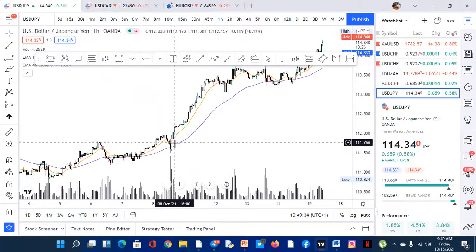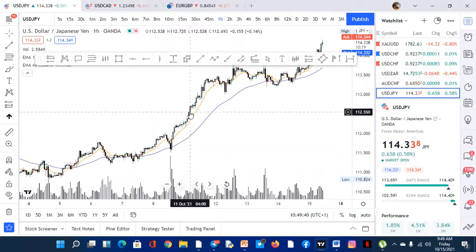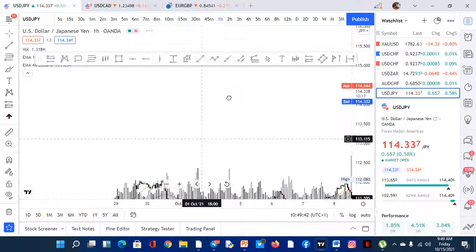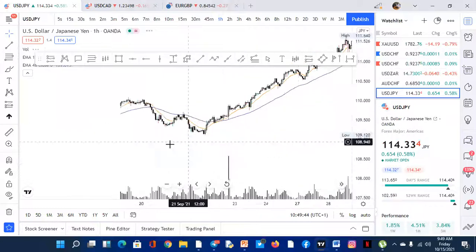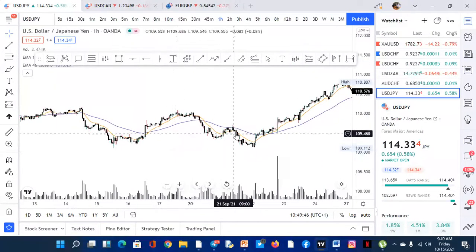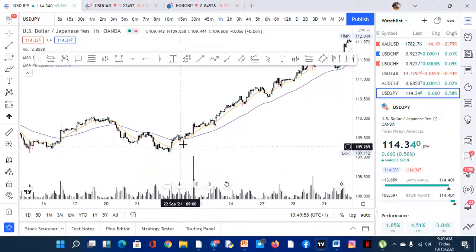After touching it, you can have a couple of candles in here, but the trigger is when the market closes above the 12 moving average. For a downtrend, it is when the market closes below the 12 moving average. So we want to touch the 48, then close below or above the 12 moving average, depending on the trend.